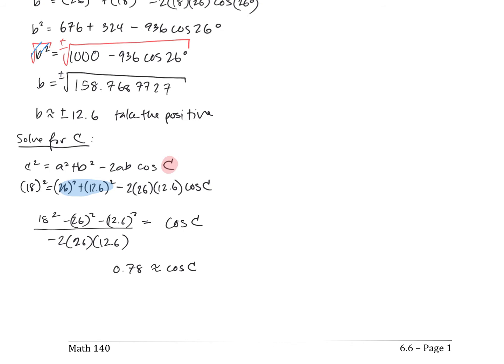So how do we get the c outside? Right now it's inside cosine. So once again, this is where cosine inverse comes into play. Go ahead and take the cosine inverse of both sides, and we get cosine inverse of 0.78 is approximately equal to capital C. And that value comes out to be about 38.8 degrees.